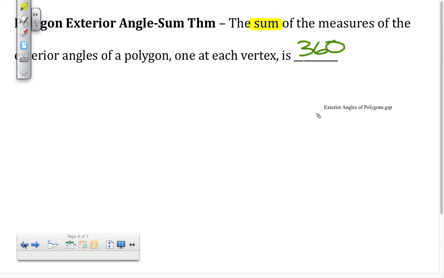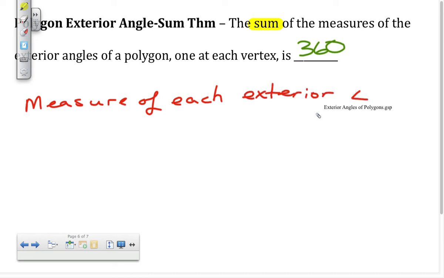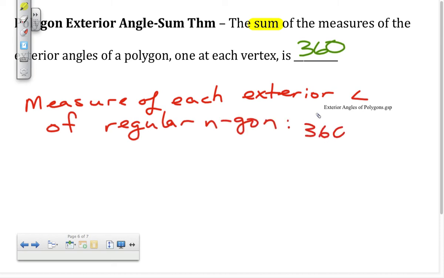So the measure, you do have a blank on your notes? Okay. So the measure of each exterior angle of a regular n-gon is 360 divided by n.